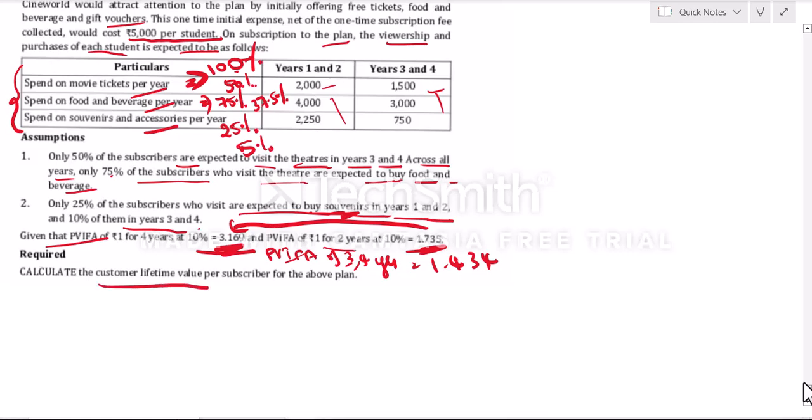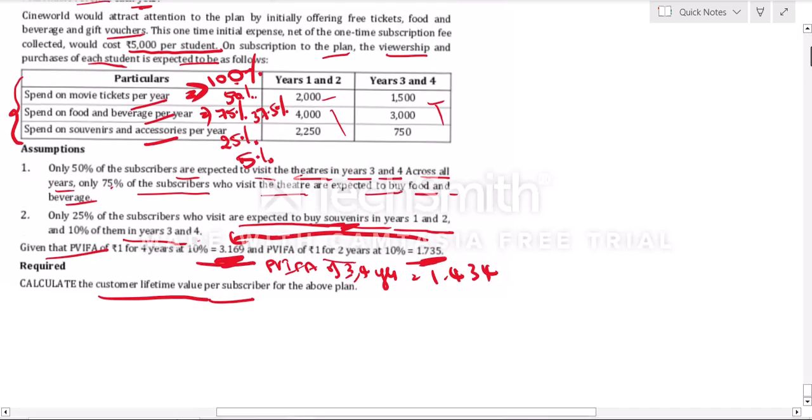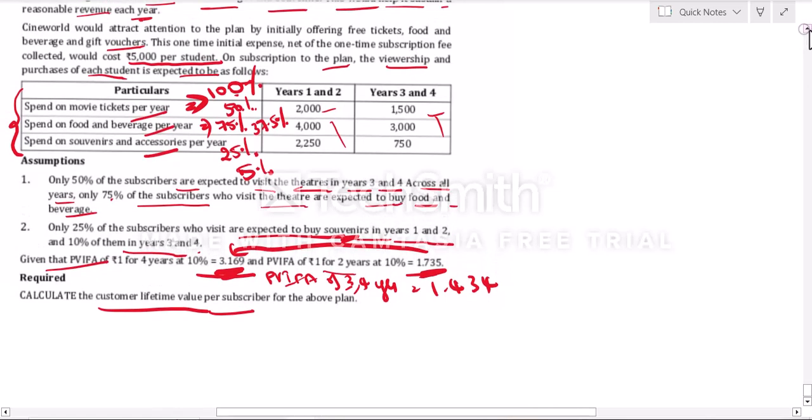Calculate the customer lifetime value per subscriber for the above plan. So we have to calculate the present value. I have explained this in the content itself. We need to calculate the present value of the customer. After calculating the income in present value and reducing the expense, we will arrive at this customer lifetime value. So first calculate the present value of the customer.